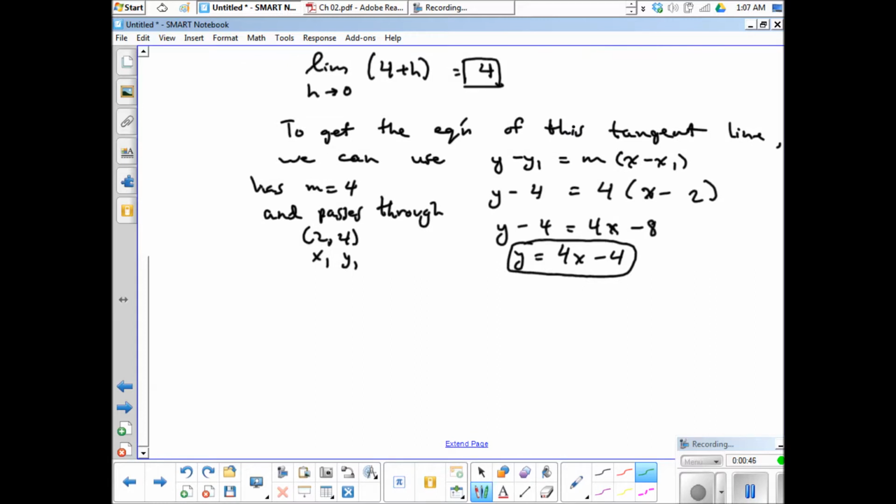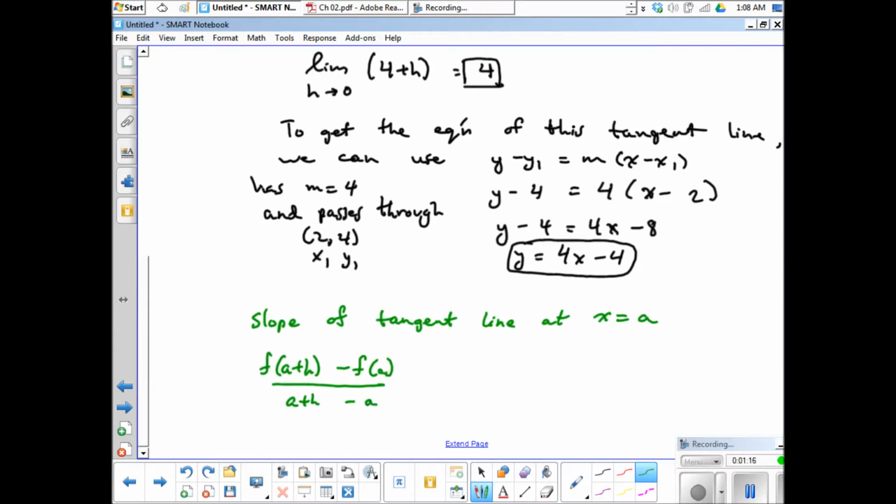Okay. So the slope of tangent line at x equals a can be written as f of a plus h minus f of a all over a plus h minus a. Or the denominator could just be written as h.